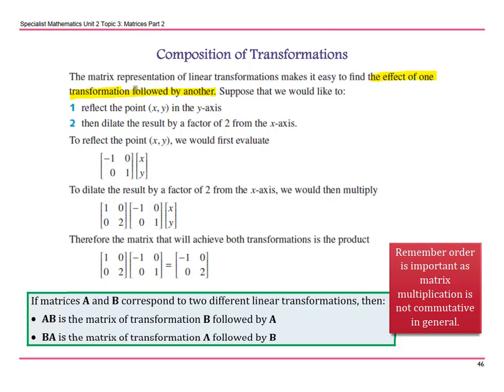So let's think about if we wanted to reflect a point (x, y) in the y-axis and then dilate the result by a factor of 2 from the x-axis. So number one, we're reflecting in the y-axis and we're dilating by a factor of 2 from the x-axis. So to reflect in the y-axis, that means that our x is swapping signs and our y is staying the same.